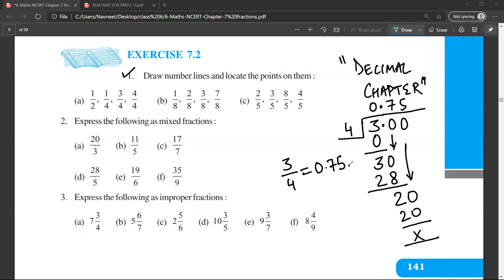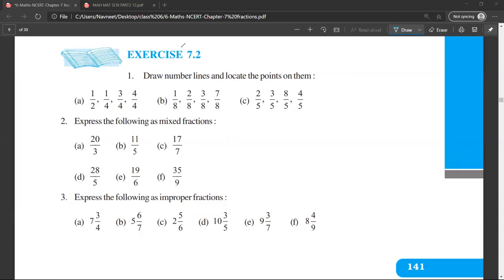No, sir. Now, if you understand, this 0.75 will lie between 0.70 and 0.80. Is there any confusion? No, sir. Okay. See here, the good thing is that the fractions that we have got are pretty easy.